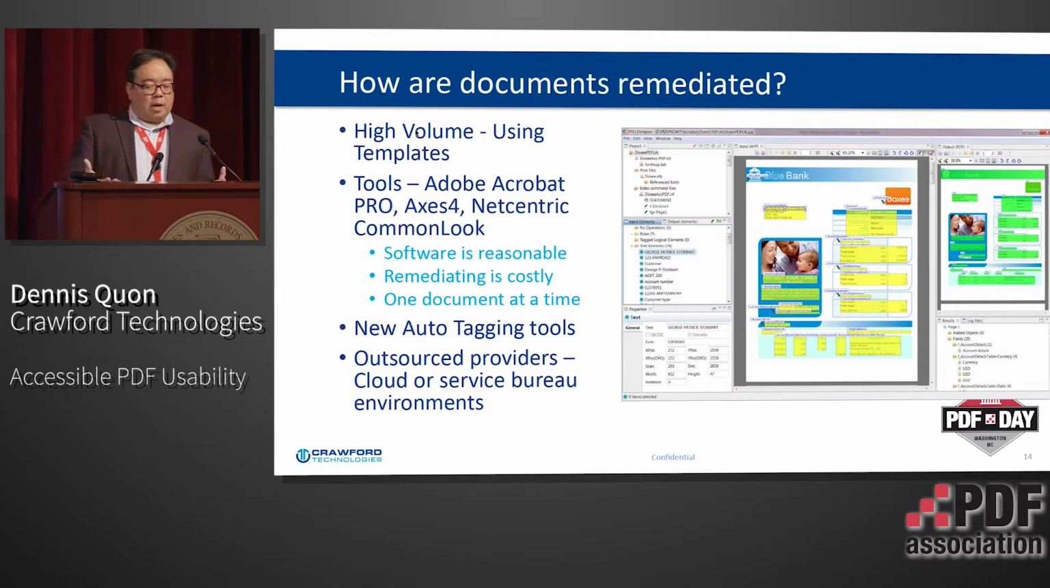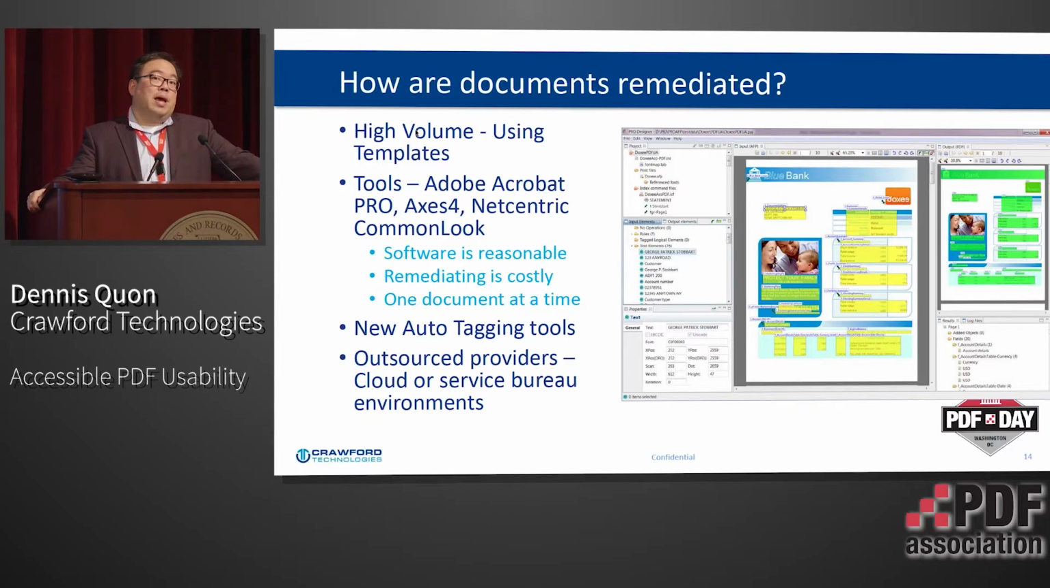As we talk about how documents can be remediated, we know you can use those high-volume templates in those structured document environments, but for static documents, you've got to consider other tools like Adobe Acrobat Pro. There are the NetCentric CommonLook tools out there as well, and there are a lot of new breeds of auto tagging tools. There are also new emerging cloud-based tools on the web, and if your security allows you to use or test those, there's probably going to be a perpetual license or a license solution available that you can put in behind your firewall.